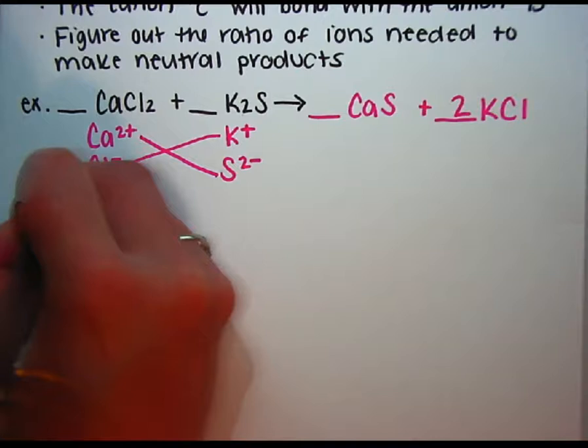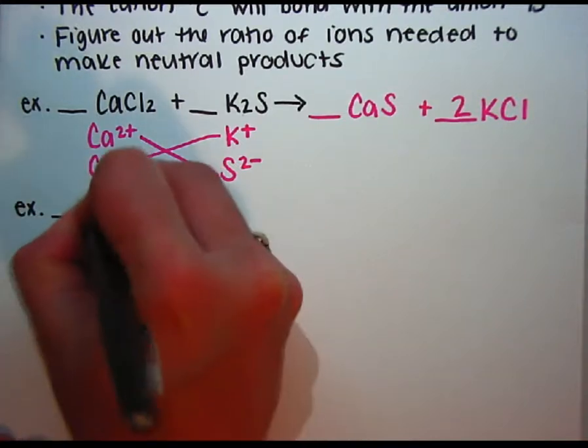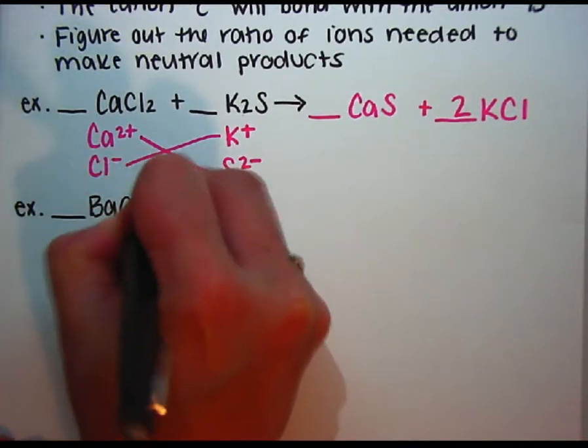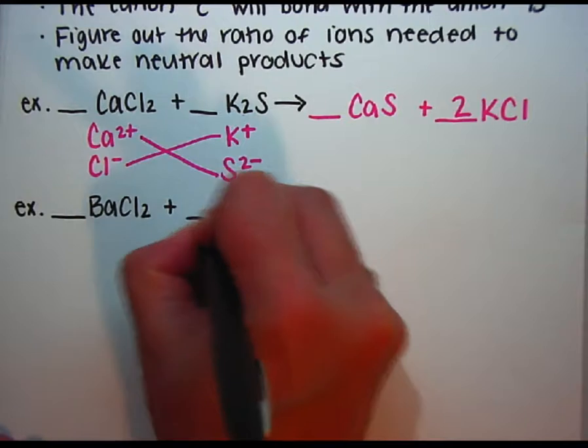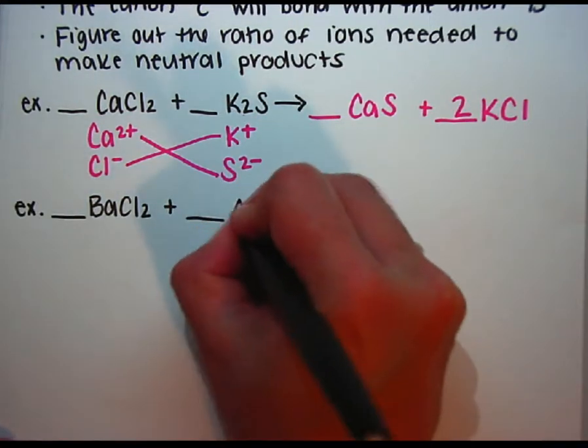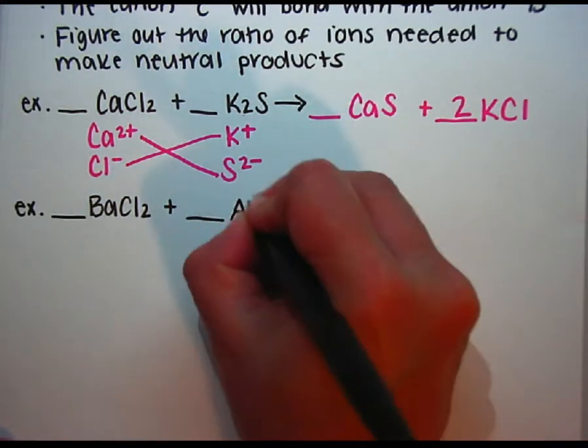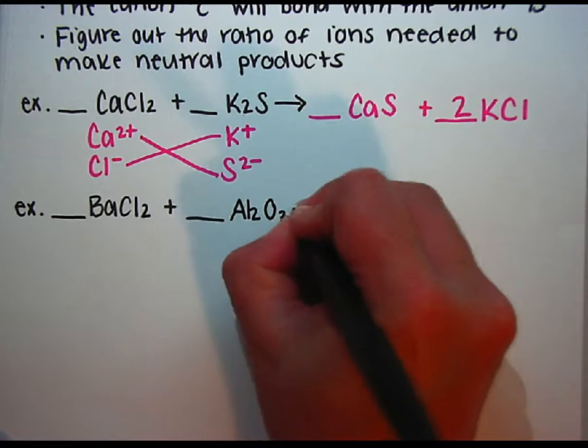Example number 2. Let's do barium chloride plus aluminum oxide.